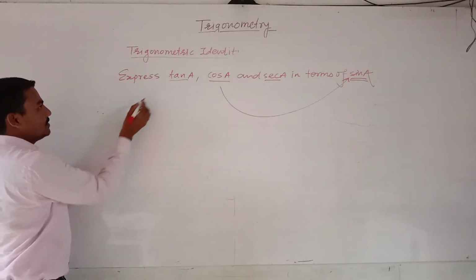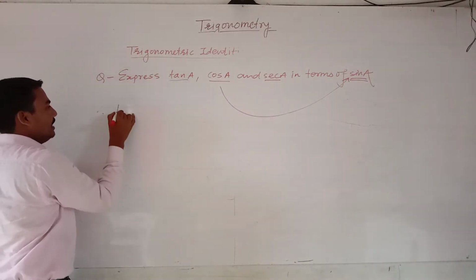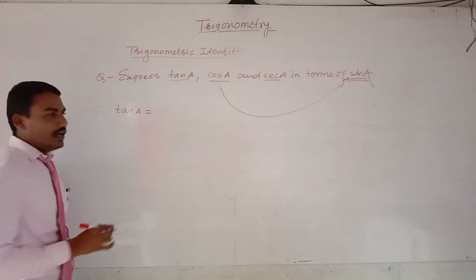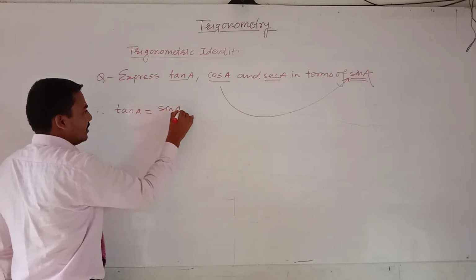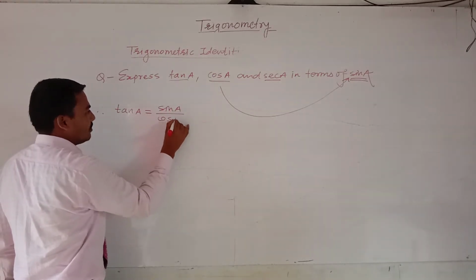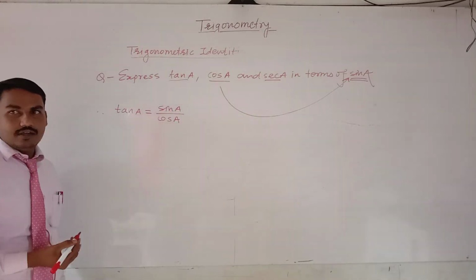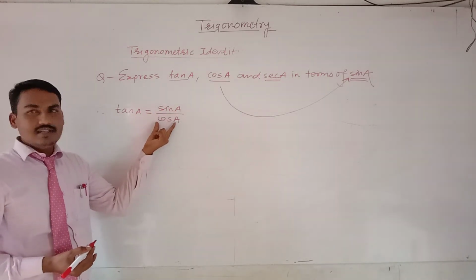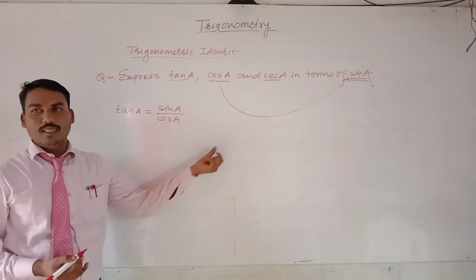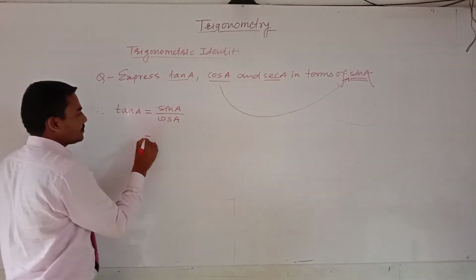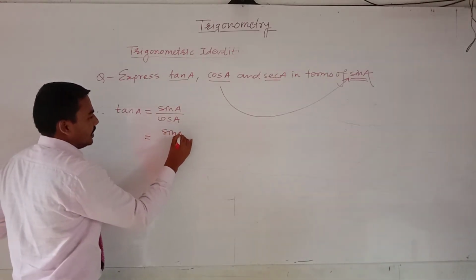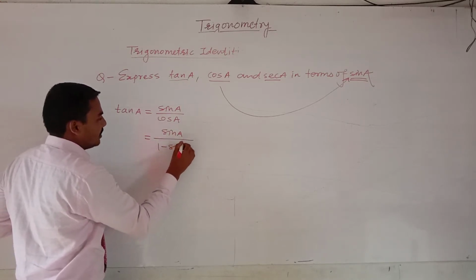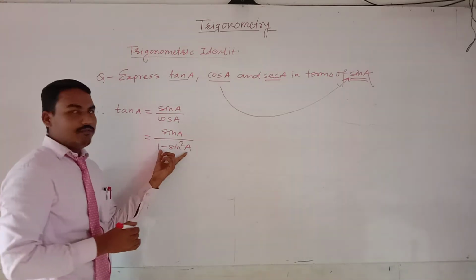Suppose first is tan A. Okay, tan A we know is sin A upon cos A. I want to convert tan A in sin A only, but here cos A is there, so I want to convert cos A in sin A. So cos A is under root 1 minus sin square A. What is the value of cos A? Under root 1 minus sin square A.